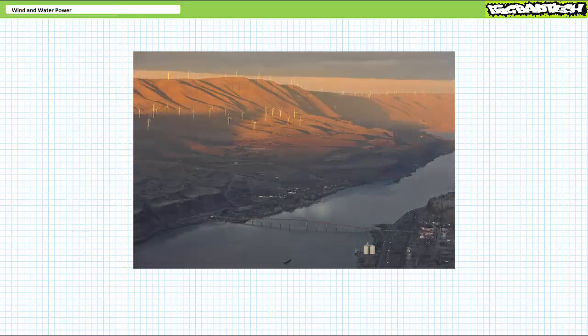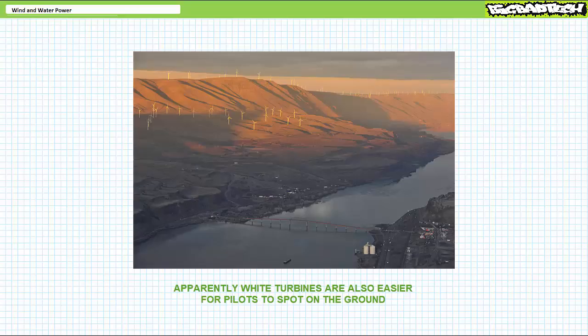Lastly, why are they painted white? I don't know. Maybe there was a sale on white? I suspect this has something to do with keeping visual disturbance to a minimum, and white might blend into the sky better at a distance than other colors.